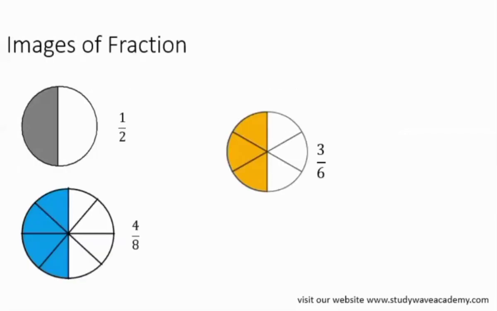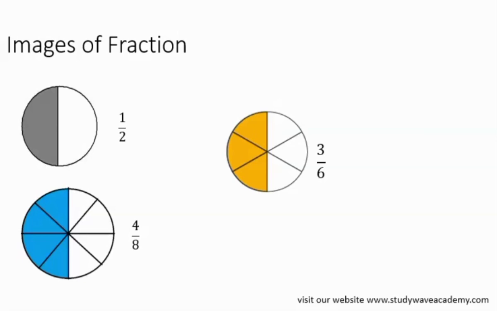Now, these are the images of fractions and I'm going to explain them for you. The first image we have is the circle, and we can see that one part is shaded, right? Good. And that is called 1/2. It's called 1/2 because the circle is divided into two, and only one part is shaded.